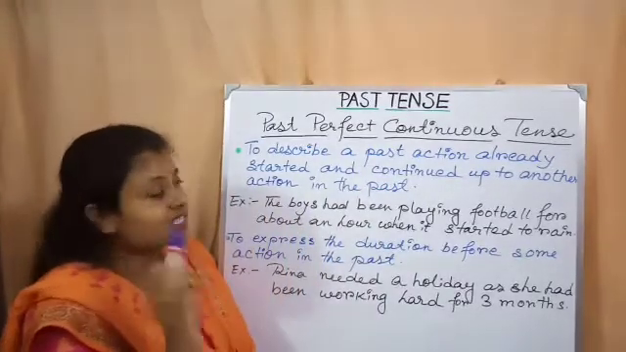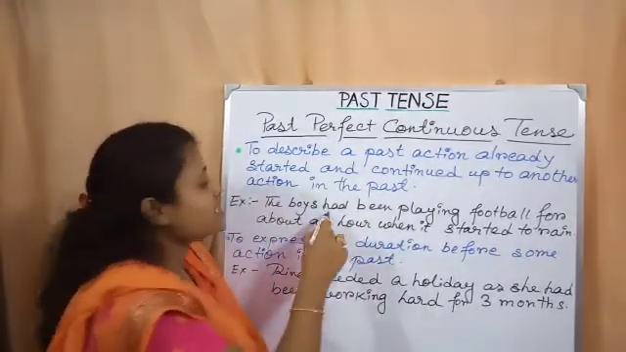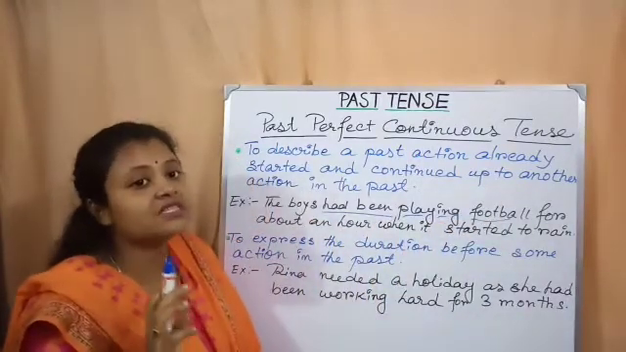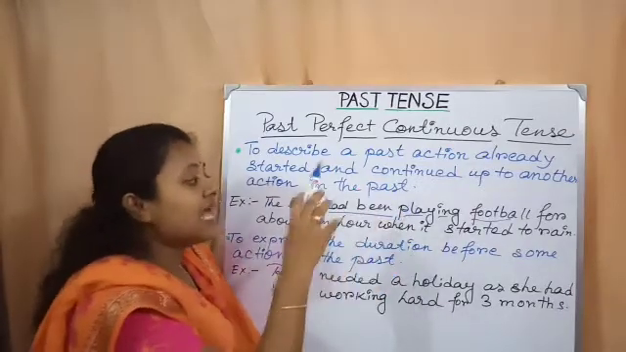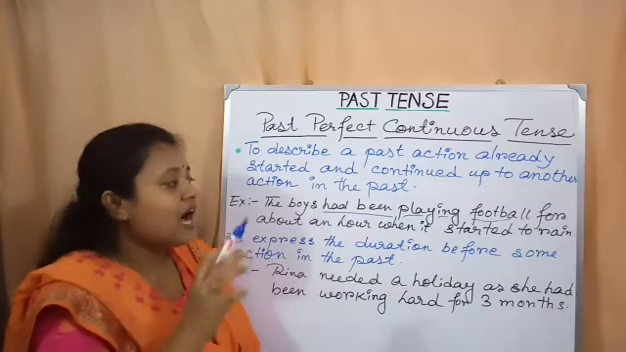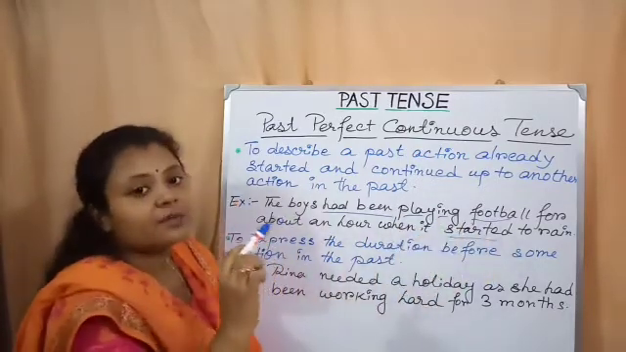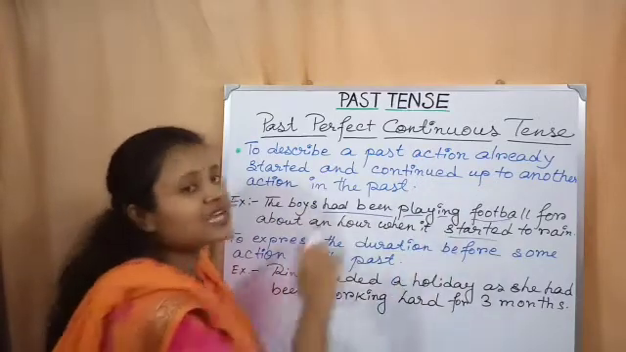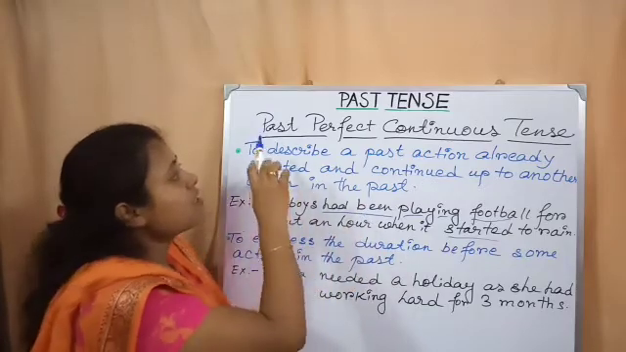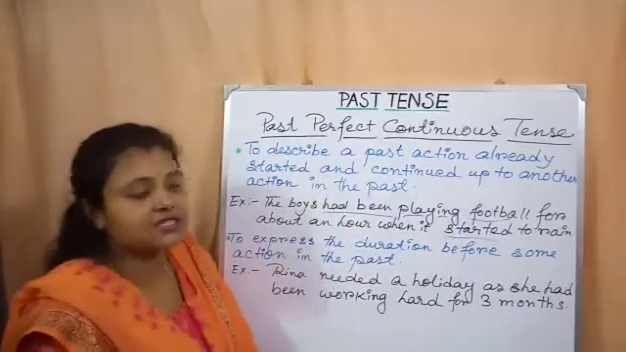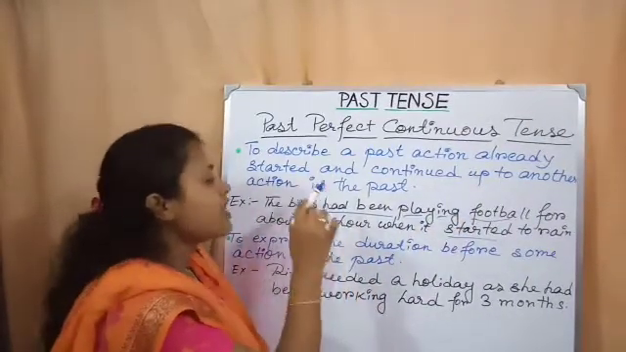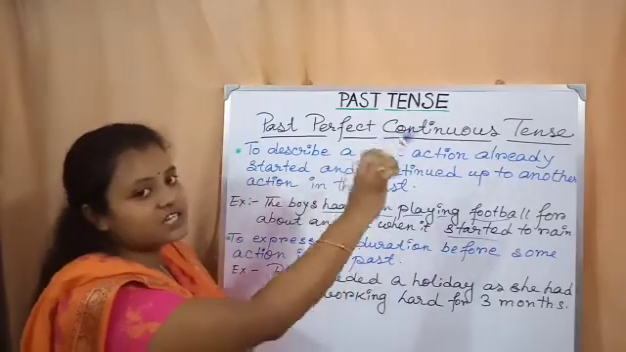What is the past action that started at first? The boys had been playing football. That is the action that had been started by the boys at first. And this action was going on for some time in the past until it started raining. So the boys played football until it started raining. For the first action, I am using past perfect continuous tense because playing of football was going on for some time in the past. So that is why I am using past perfect continuous tense here.